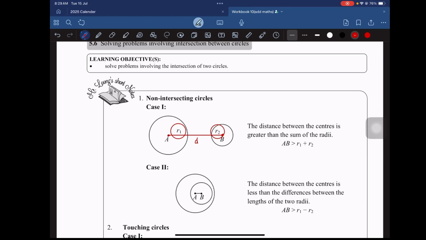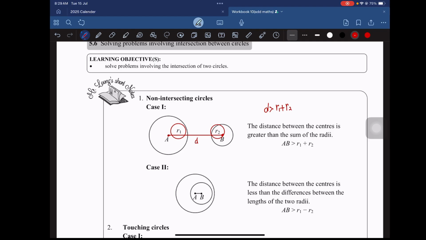So if you look at this diagram here, if the distance is greater than the two radii added up together, it means that the two circles are not intersecting with each other. They're not intersecting. Okay, right?